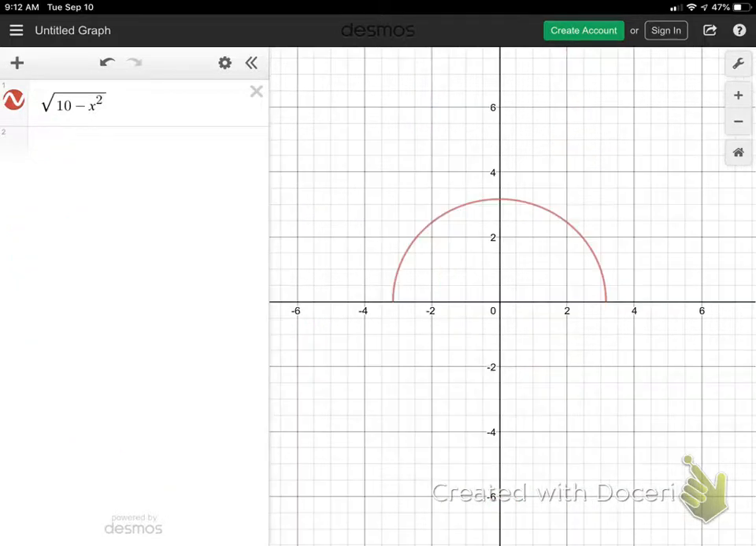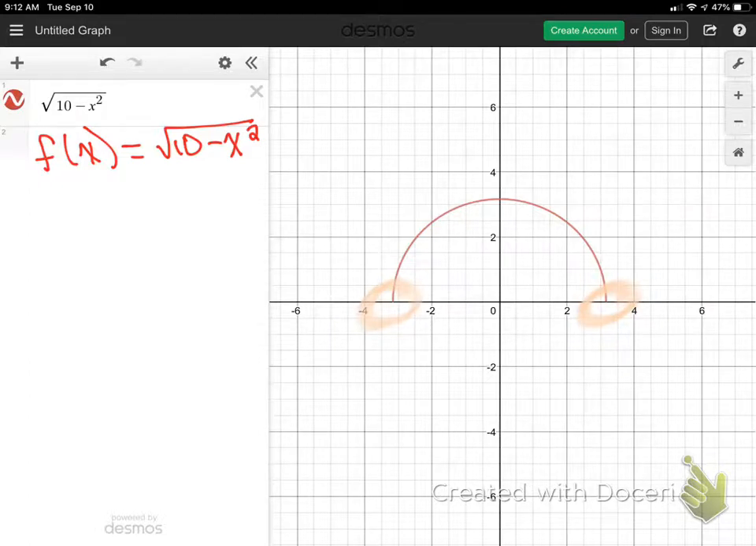This one looks difficult, but it's really not. It's really not as difficult as it looks. Here I've got f of x equals the square root of 10 minus x squared. The roots of this we can see right here. Okay? It's somewhere between 2 and 4, and it's somewhere between negative 2 and negative 4.